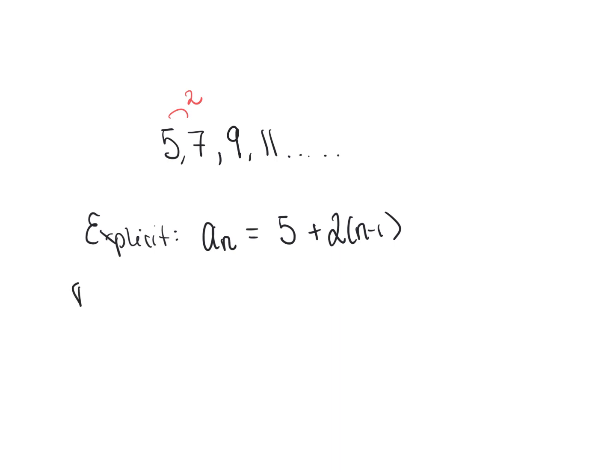But to get a recursive formula, first you have to tell me my first term, maybe my first and second term. My first term is 5, and then my a sub n term is going to equal the term before me, a sub n minus 1, plus 2. Because in this pattern, you take the term before you and you add 2 to it.